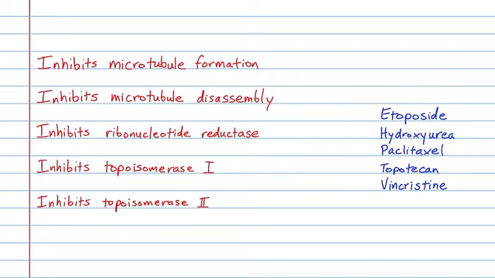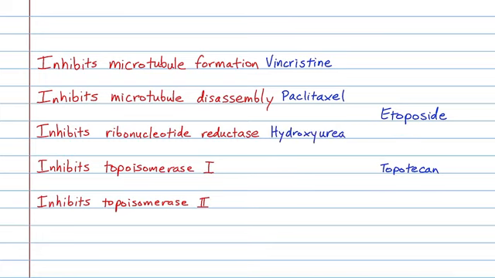So the first one inhibits microtubule formation, that's vincristine. And then the one that inhibits microtubule disassembly is paclitaxel. Remember we said taxes stabilize society. So the taxanes and taxols stabilize microtubules. They inhibit microtubule disassembly. Next one is inhibits ribonucleotide reductase, that's hydroxyurea. Then the one that inhibits topoisomerase 1 is topotecan, and that means the one that inhibits topoisomerase 2 is etoposide.